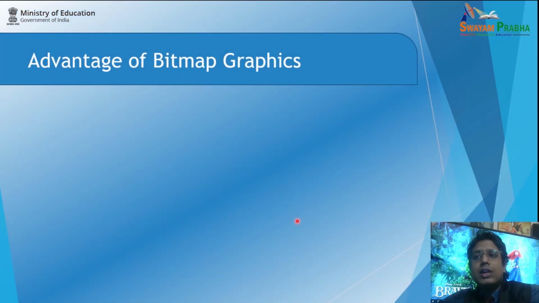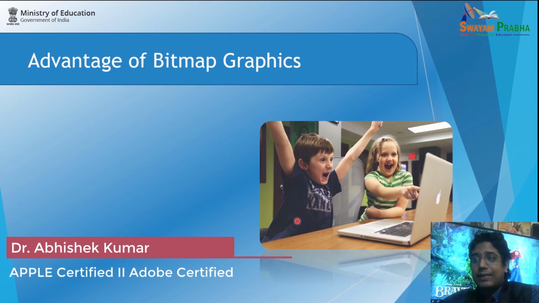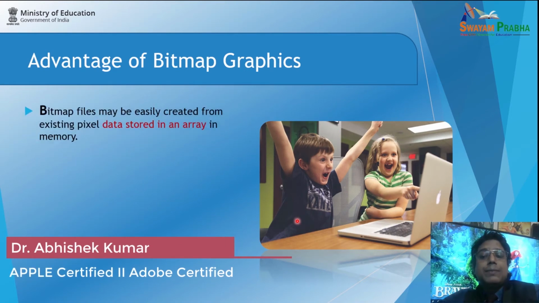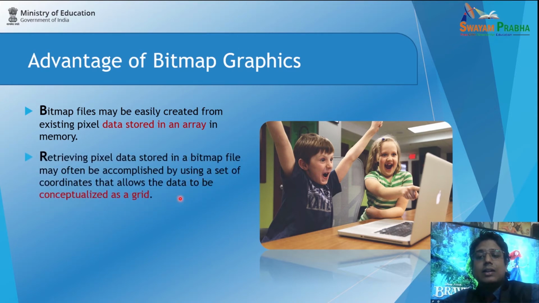Now, if you are talking about the advantages of bitmap graphics, what exactly are the advantages? Bitmap graphics may be easily created from existing pixels, and the data is stored in array form in memory. Here all the information works with the help of pixels. If we are working on each pixel, we are easily able to define or change the property of that pixel. So whenever we are working on photographs, commonly we are working on pixels only, right?